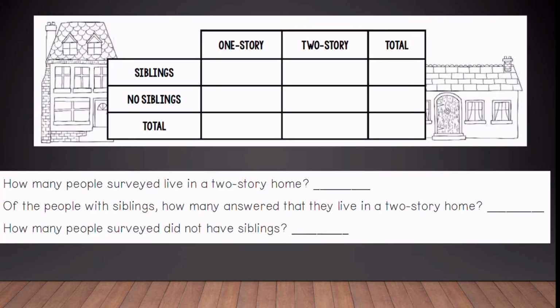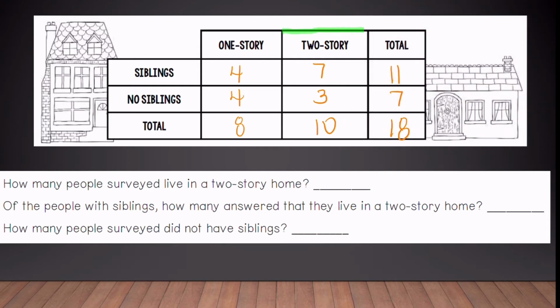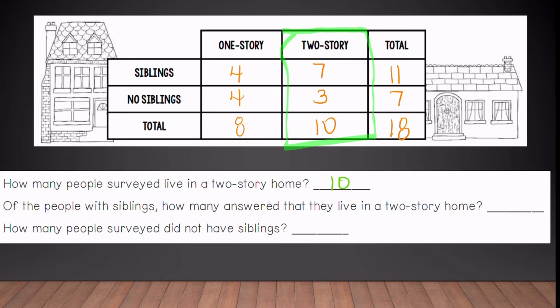Okay, so let's transfer what we had. We had 4, 4, 8, 7, 3, 10, 11, 7, 18. So now that I have this, I can answer my questions. How many people surveyed live in a two-story? So I just want to know the total 2 stories. So I need to shift my brain focus and look just at my 2-story column. Okay, so I know my total 2 stories is 10. That's how many people live in a 2-story.